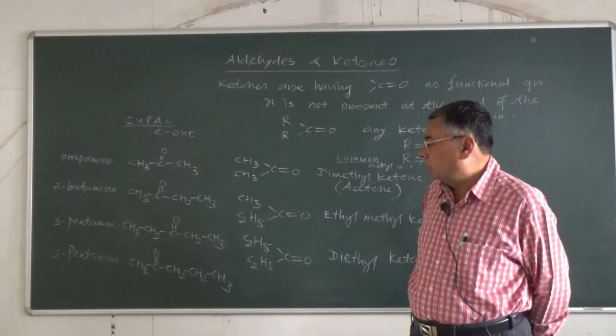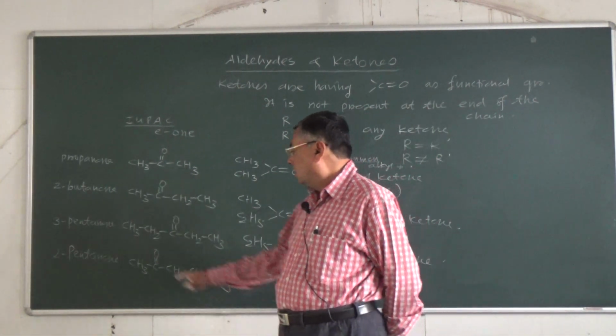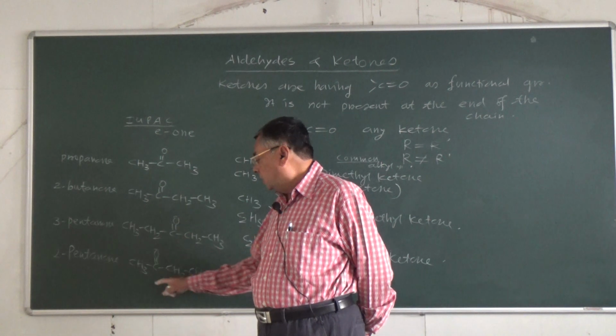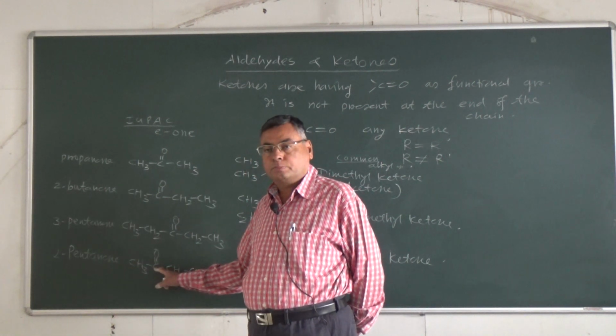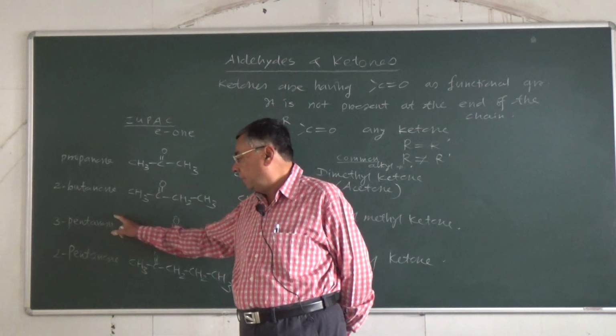The position of the functional group is different here, so they are position isomers. Here the functional group is at carbon number 3, here the functional group is at carbon number 2. So position isomers: 3-pentanone, 2-pentanone.